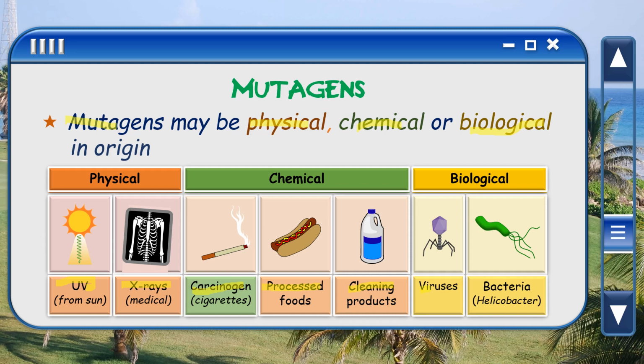Then for the biological ones, we may have viruses and bacteria. So those agents that can cause mutation are either physical, like X-rays and ultraviolet light, or chemicals, especially those found in cigarettes, processed foods, and detergents. They can also cause mutation. And then we have the biological ones, which come from viruses and bacteria.